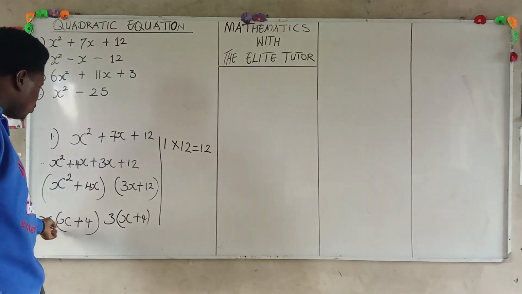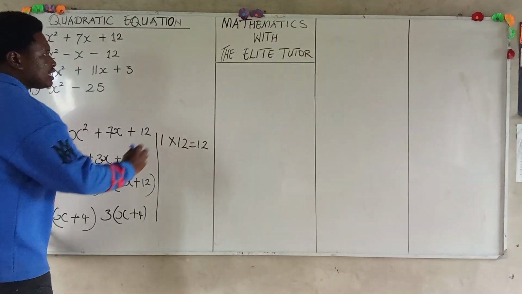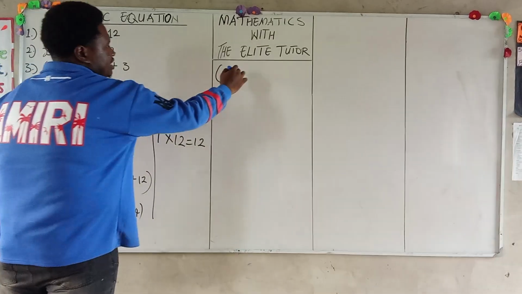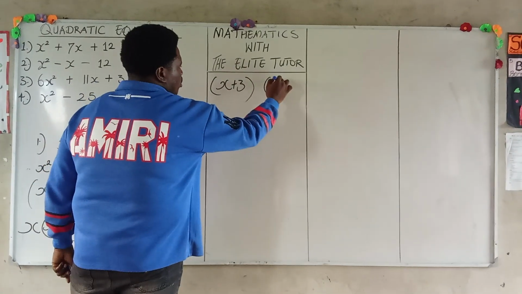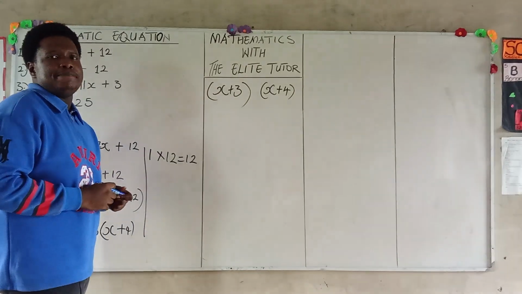Now we are going to bring what is common outside. We have x outside here, one bracket, and then we have our positive 3. And then we pick any of the brackets, which is x plus 4. Now we've been able to what?